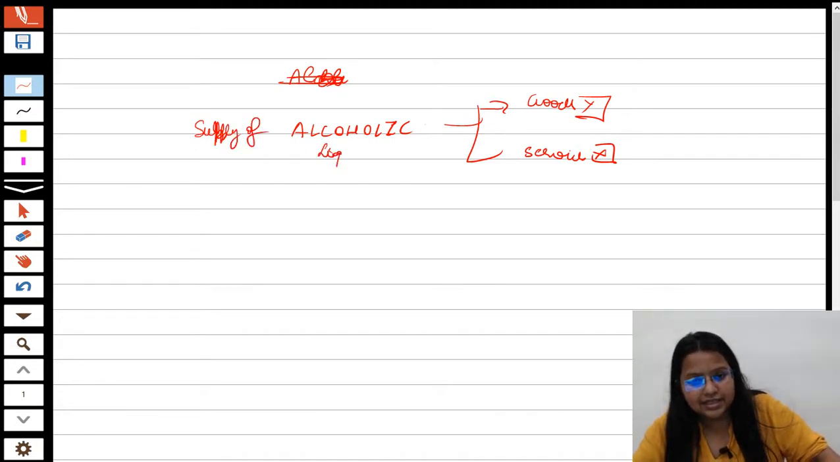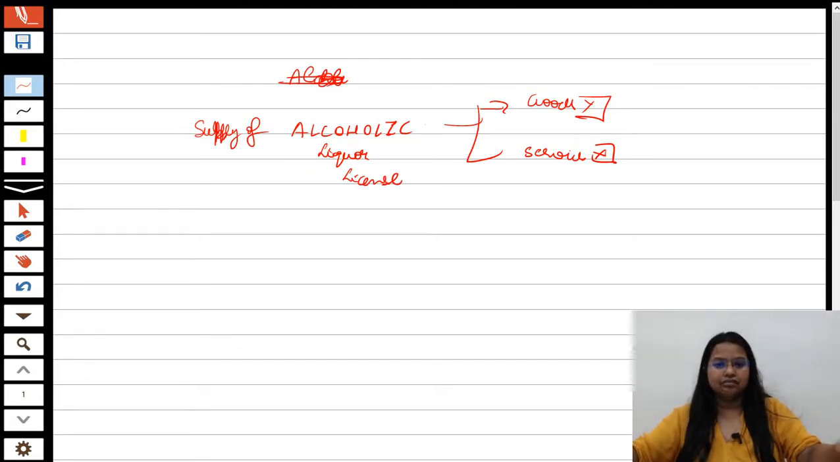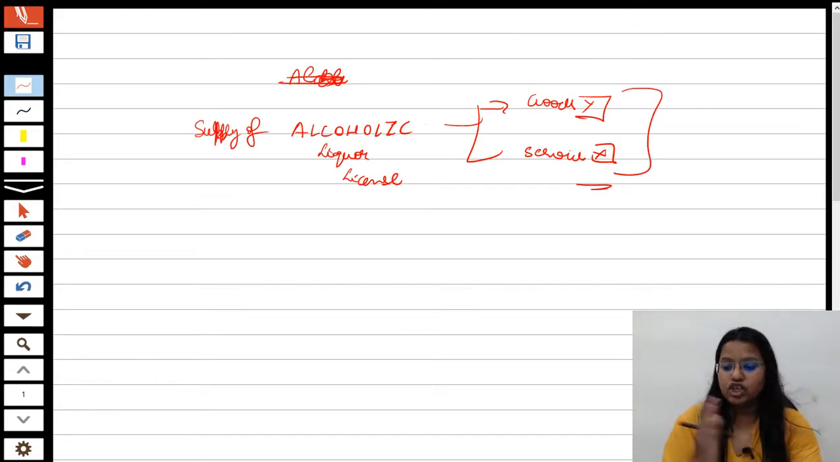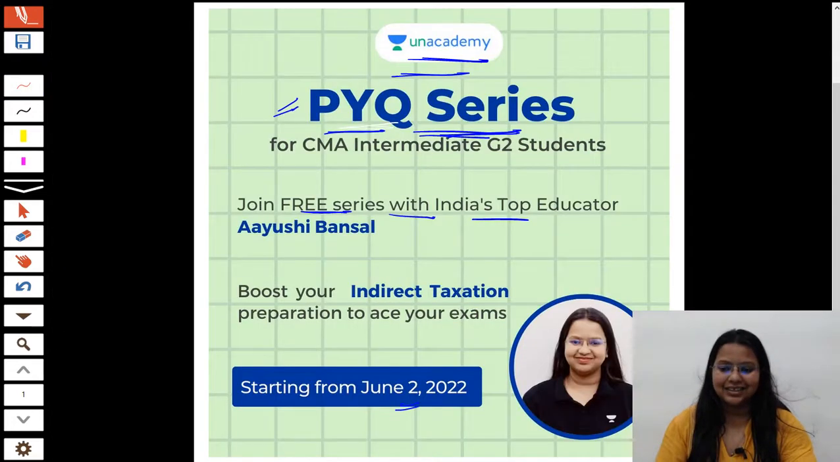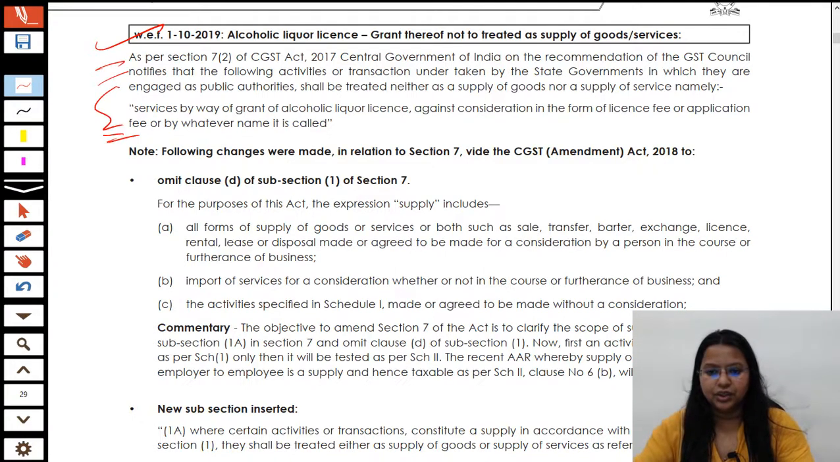alcoholic liquor license. Yes, in case any person wants to supply alcoholic liquor, they have to take a license for it, and the supply of that license will never be considered as supply of goods or supply of service. That's it. Okay. So this section is just here. You can read it from here.